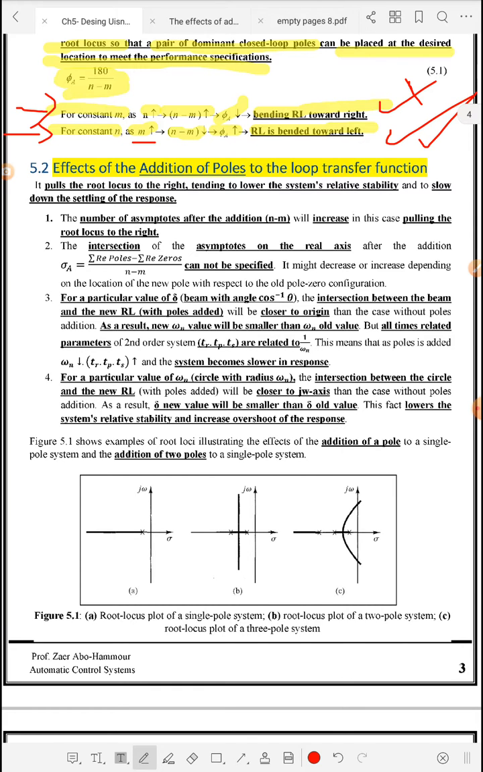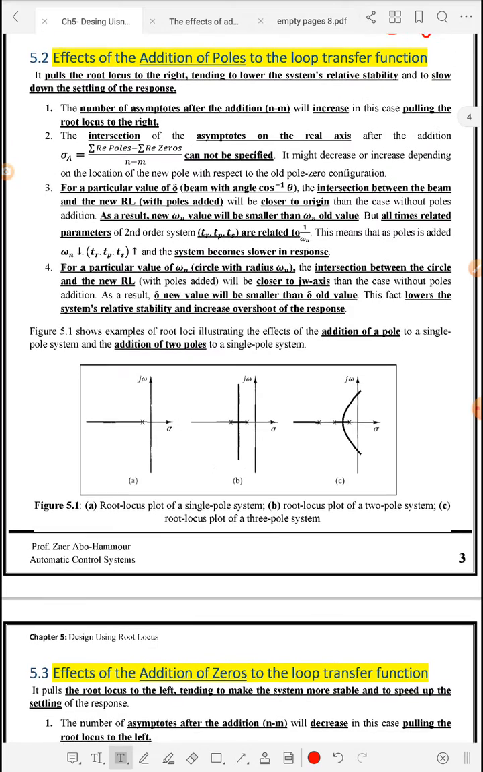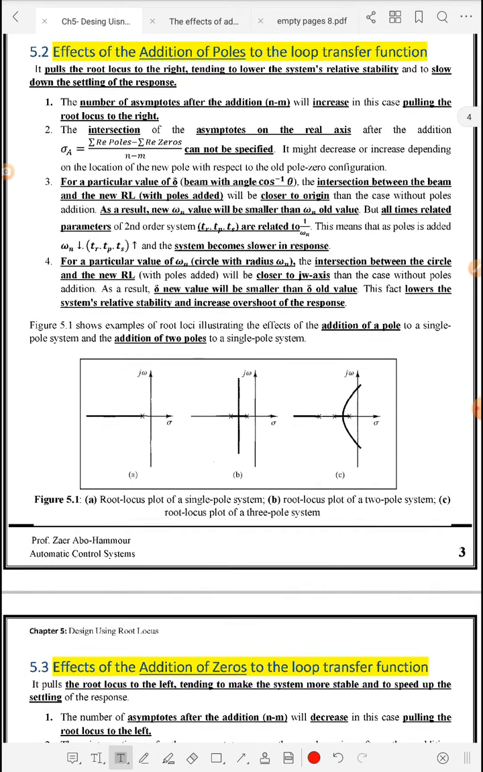It will shift or bend the root locus to the right hand side. And now we will cover those two factors in detail. So in the next section we will cover the effect of addition of poles to the loop transfer function using the controller. This addition of poles or zeros will be using the controller.